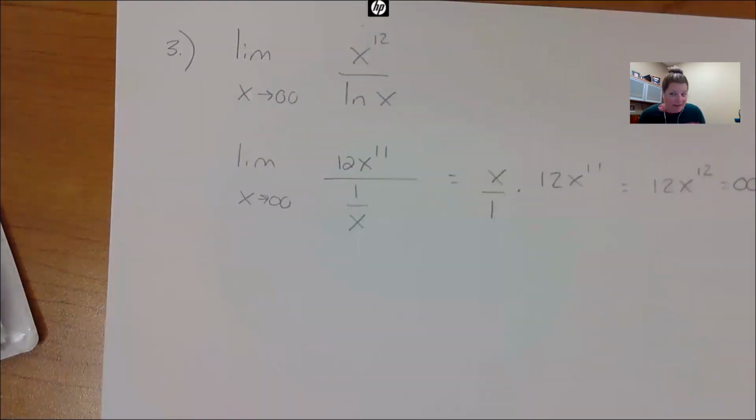I know that from looking at it, but that might be a little harder for you to think of. Maybe not though. X to the 12th is huge. Natural log of X is not huge. So the top's getting bigger faster.